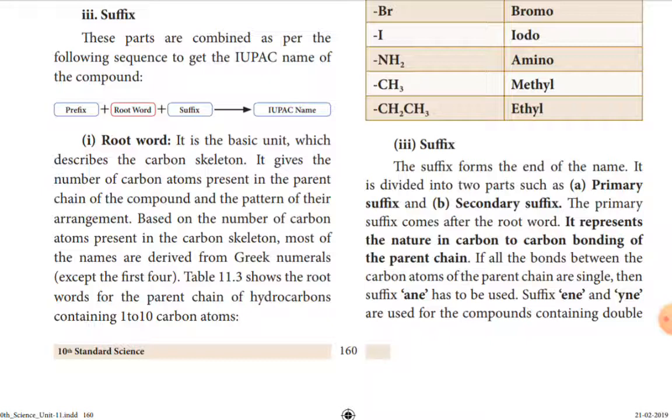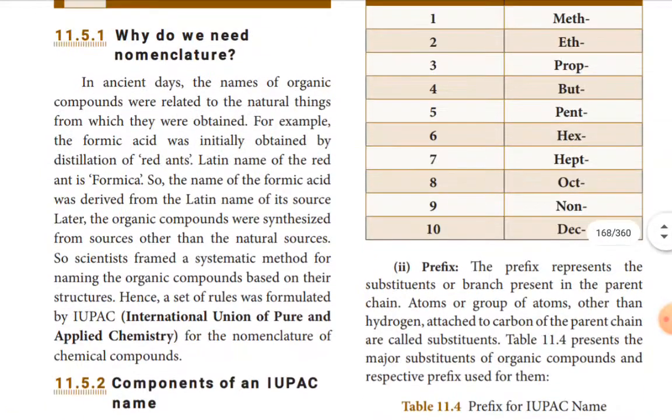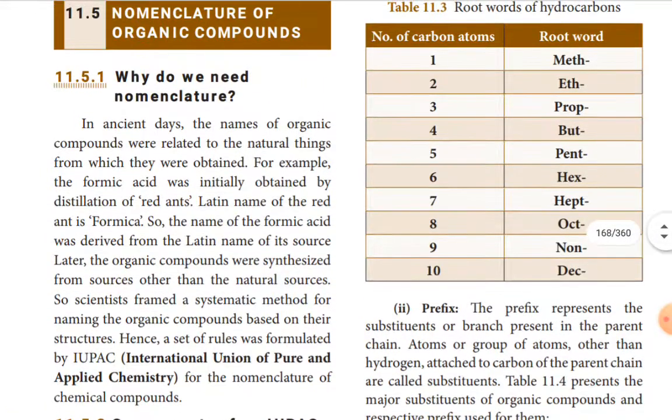Except for the first four, we use the Greek numeral pattern to describe the root word of the carbon skeleton. Here an example is given. Usually we say one means mono, two means di or bi, three means tri, four means tetra, like that we use.